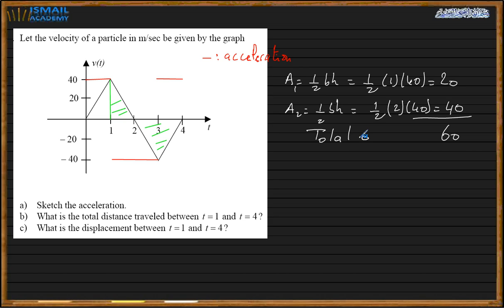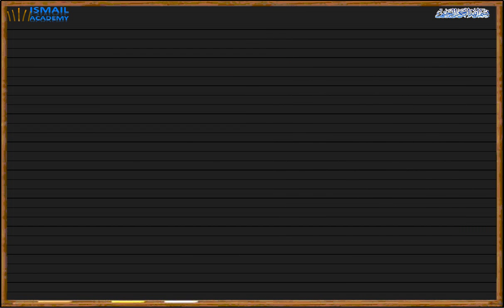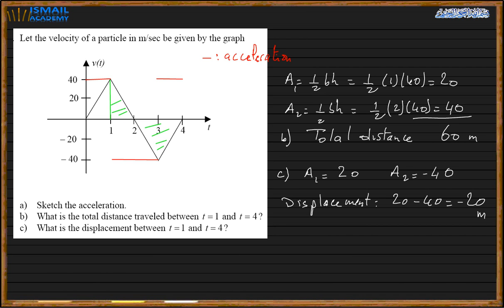For question C, for the distance, it means that the displacement is 40. I hope you got the idea how the calculus 1 works.